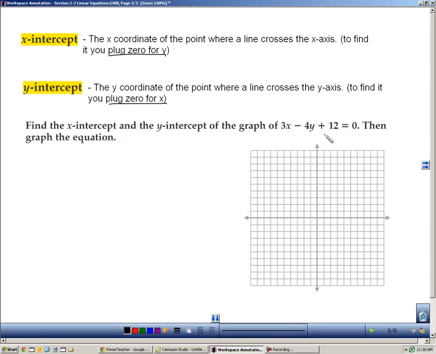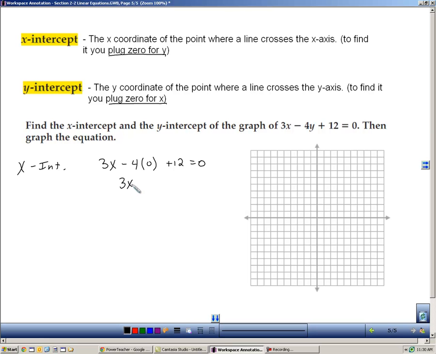So here we have a graph, or an equation that we can graph, 3x minus 4y plus 12 equals 0. And we're going to find that graph by plugging in zeros and finding the x and y intercept. So let's first look for the x-intercept. How do we do that? We plug a 0 in for y. So I'm going to take my y and put a 0 in its place. And then I'm going to solve.